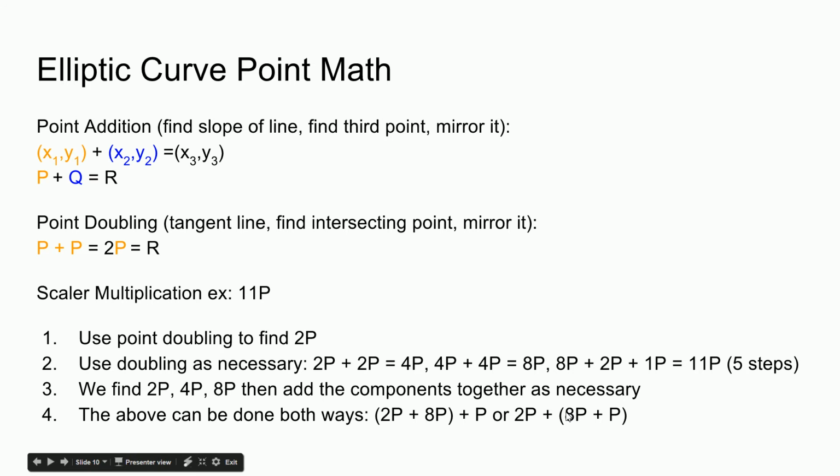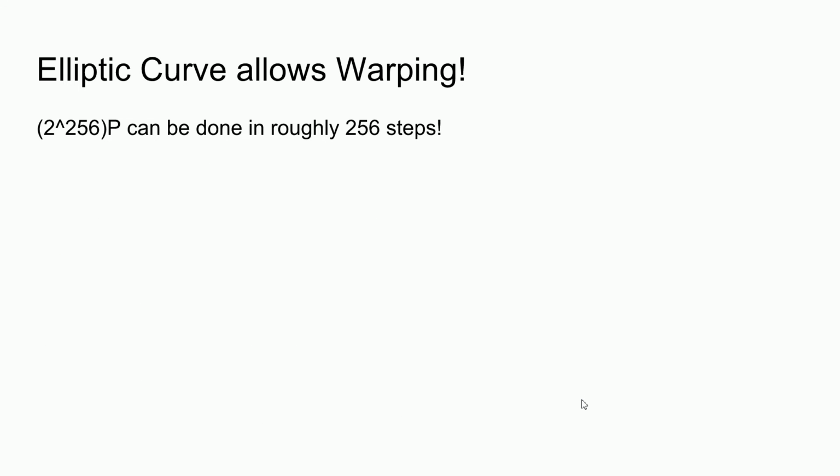So this is the associative part of math that also applies somehow. I don't know why. It's just amazing. But this also applies to elliptic curves. So this allows warping, meaning you can do a giant number, like 2 to the 256 p, can be done roughly in whatever number of steps. We saw that it doesn't take much, probably way less than 256.